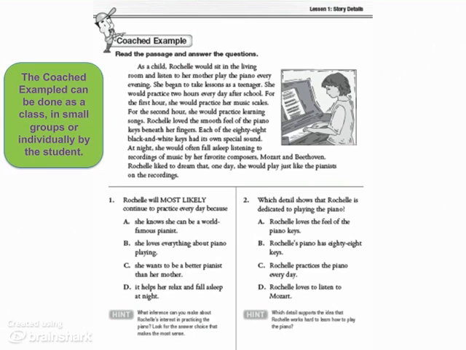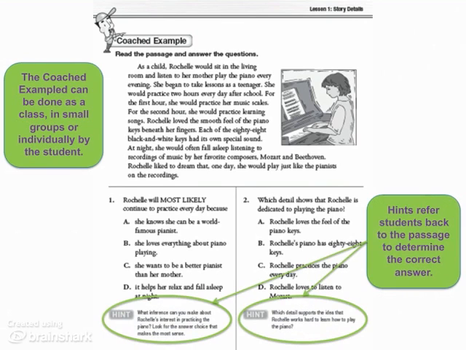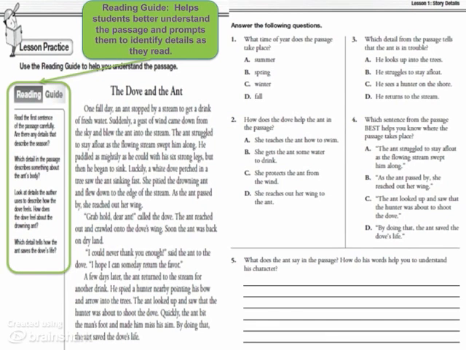Students are provided with a short passage followed by a couple of questions that include hints that remind the students to refer back to the passage to determine the correct answer. The last pages of each lesson are the lesson practice or independent practice for the students. On the left, you'll notice a reading guide to help students better understand the passage. The guide prompts students to go deeper into the passage and identify details as they read.